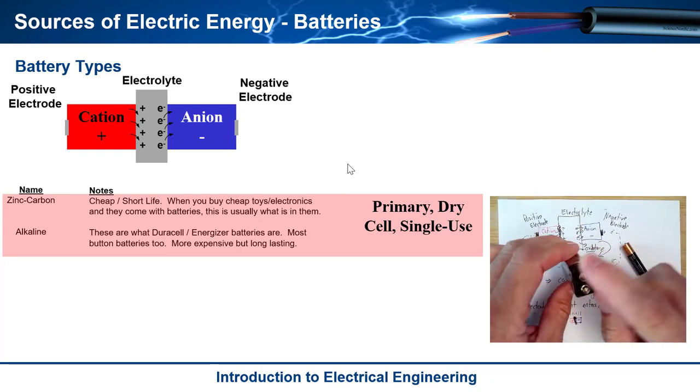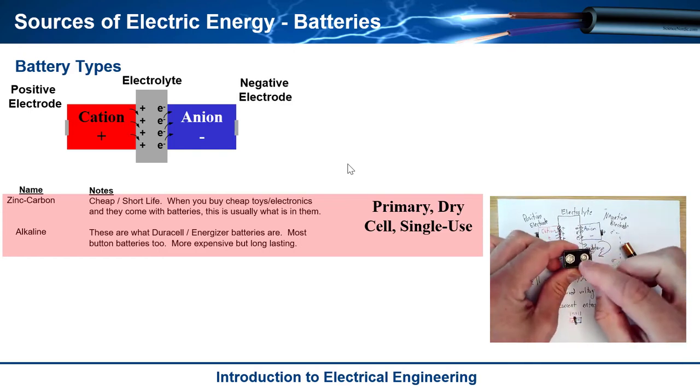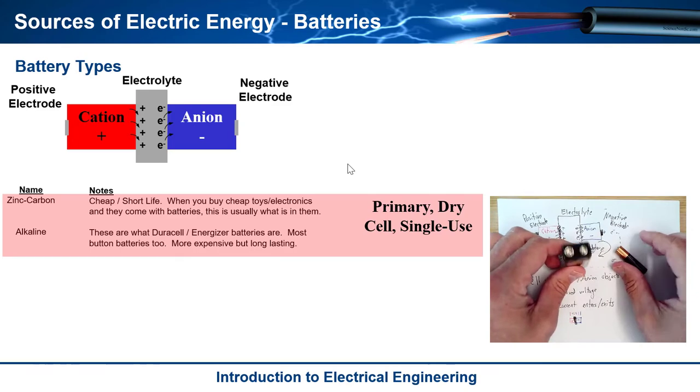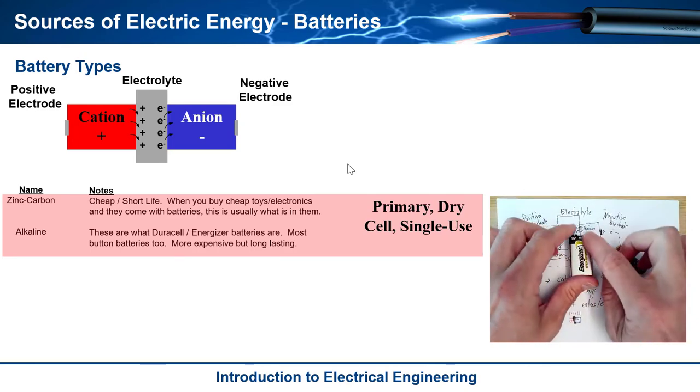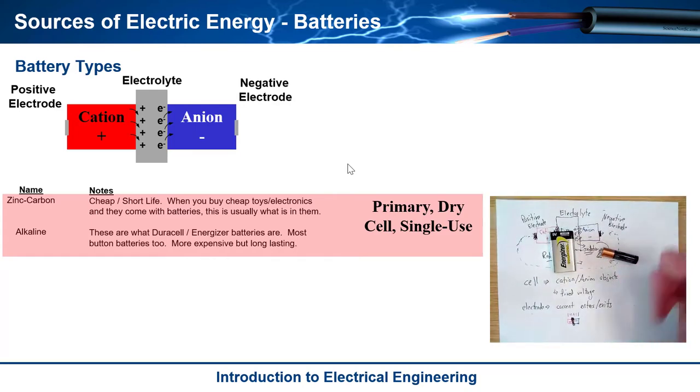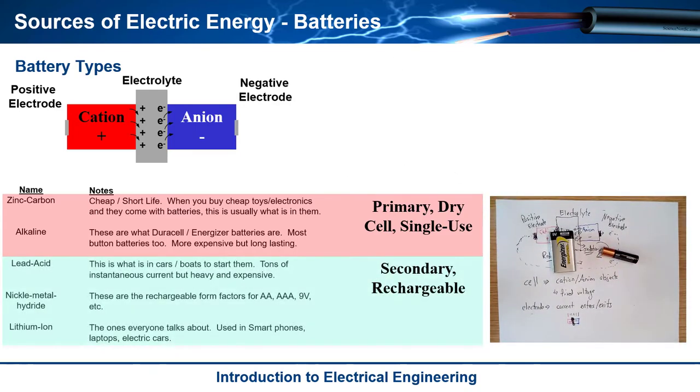If you pop this 9 volt open, you'd see 6 little cylinders in here that each provide 1.5 volts. And so that's how you get up to 9 volts. So they call this a 6 cell. This is just 1 cell right there. But those are your normal batteries that we think about that you throw away.